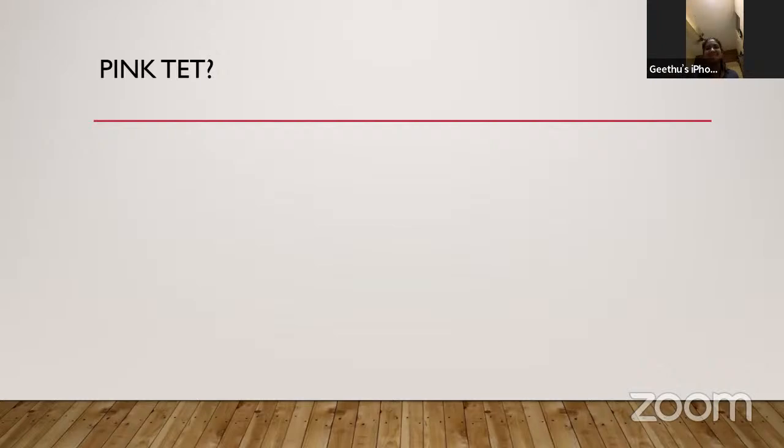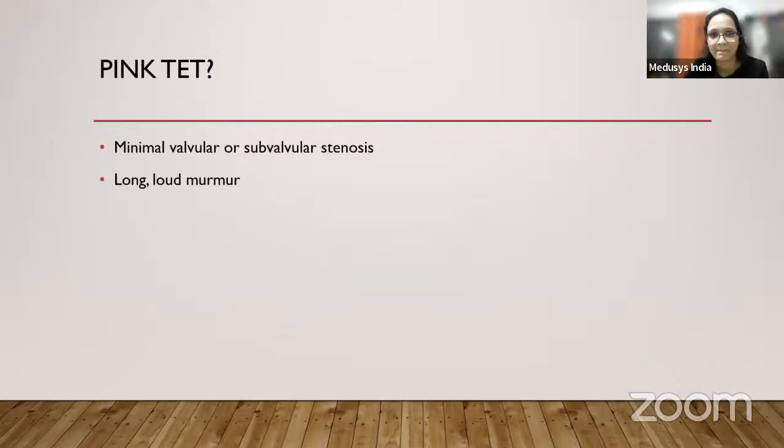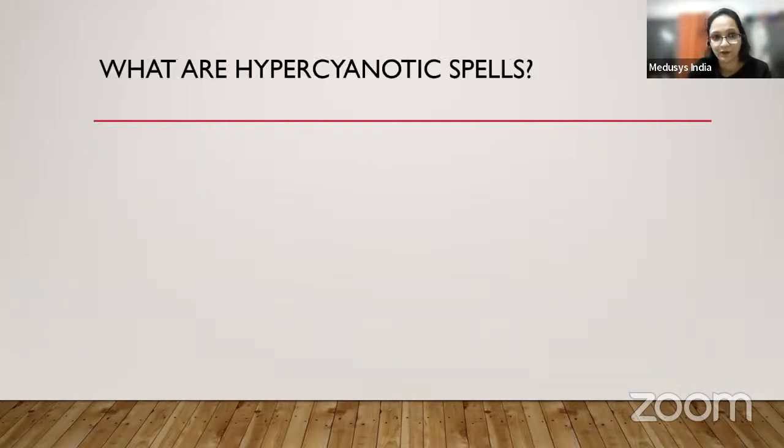Okay, so actually it is nothing great. I will just wish to tell. It is just a condition where the pulmonary stenosis is minimal. So there is just adequate flow to enter into the pulmonary circulation. So they are not blue, they are pink. That is called pink tet. They have minimal valvular or subvalvular stenosis, and they will present with a long, loud murmur. There will be a flow murmur. This is not a shunt murmur, this is a flow murmur I'm talking about.